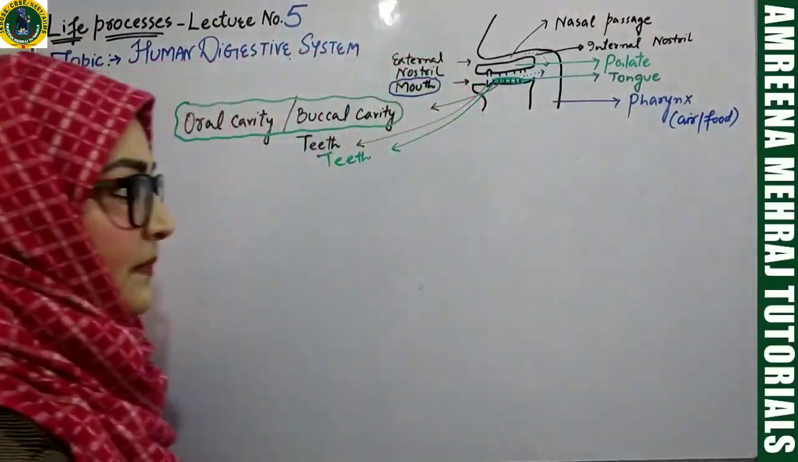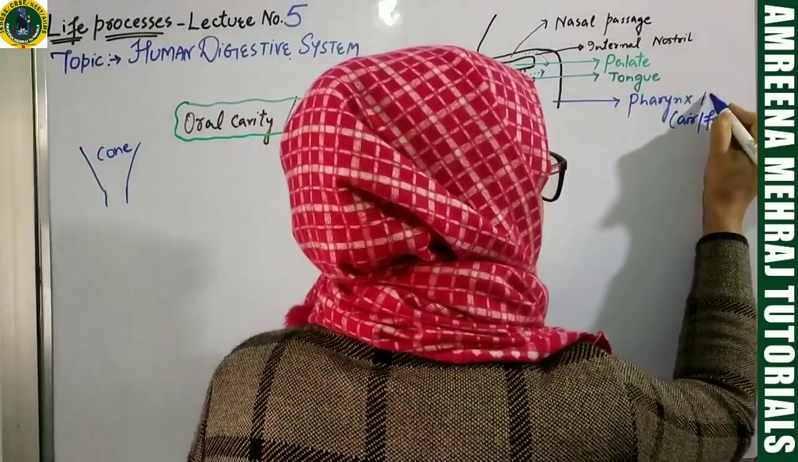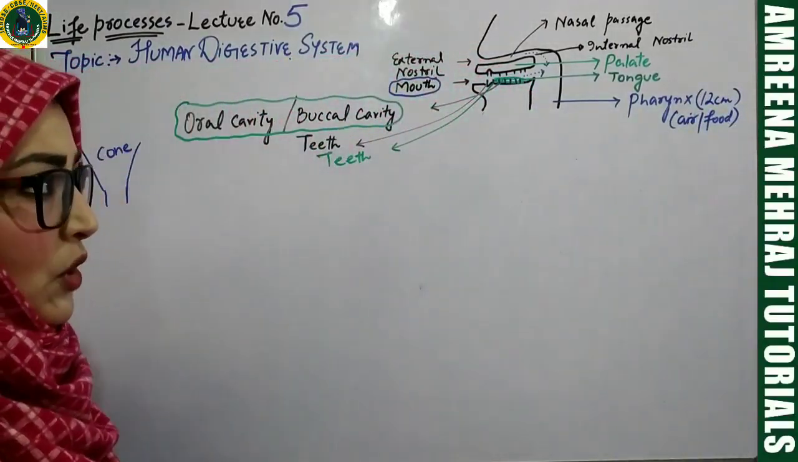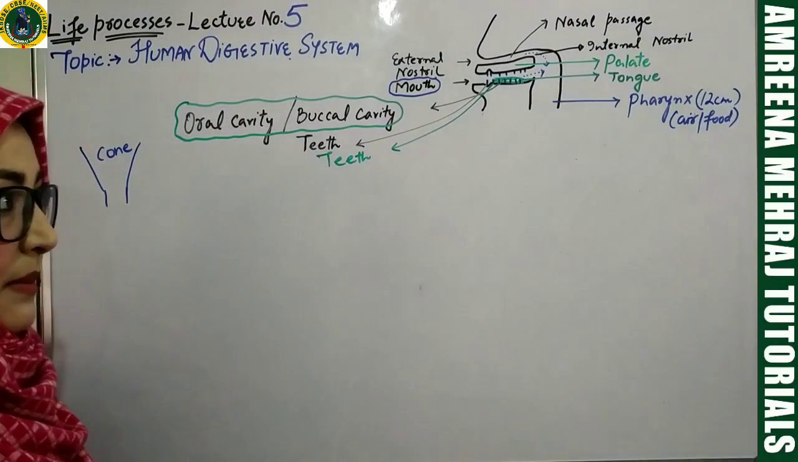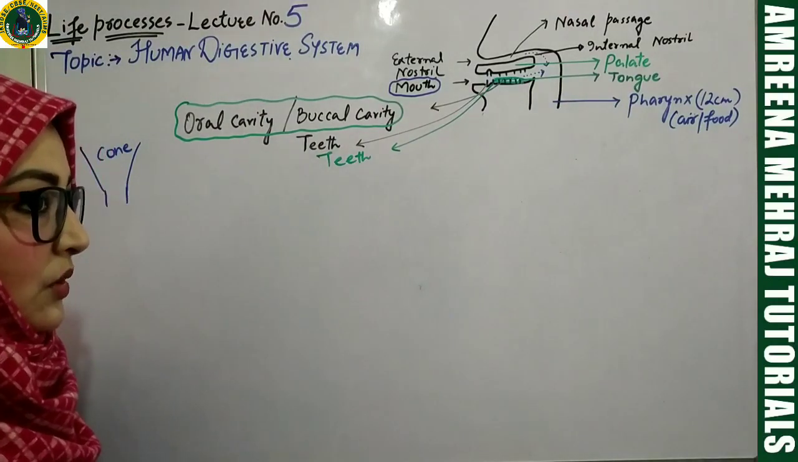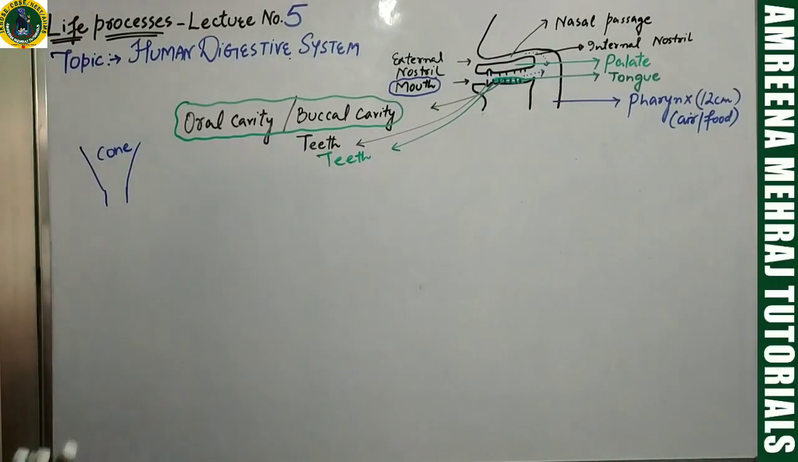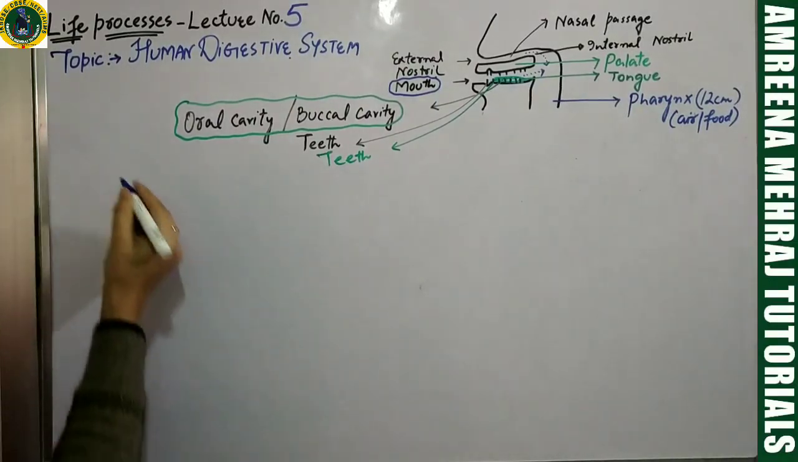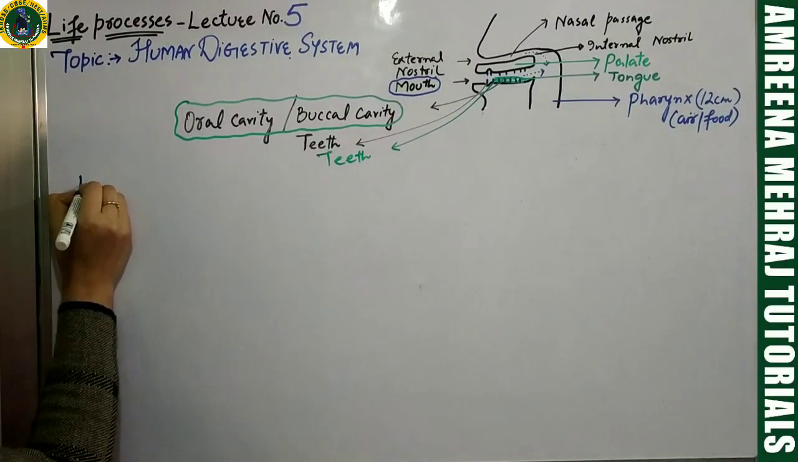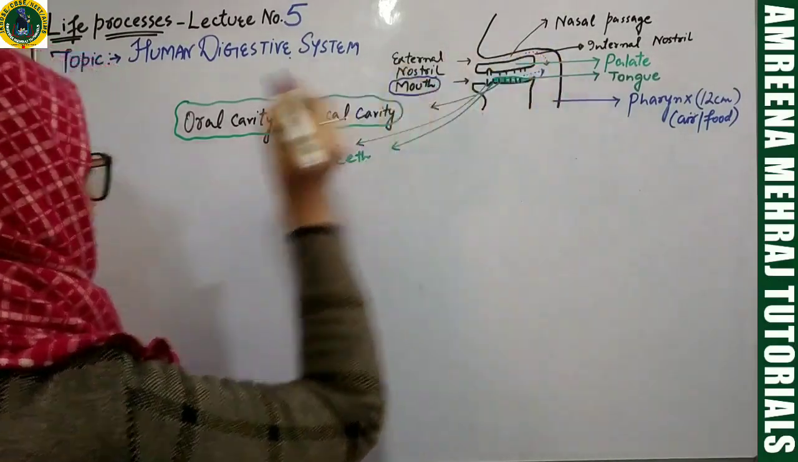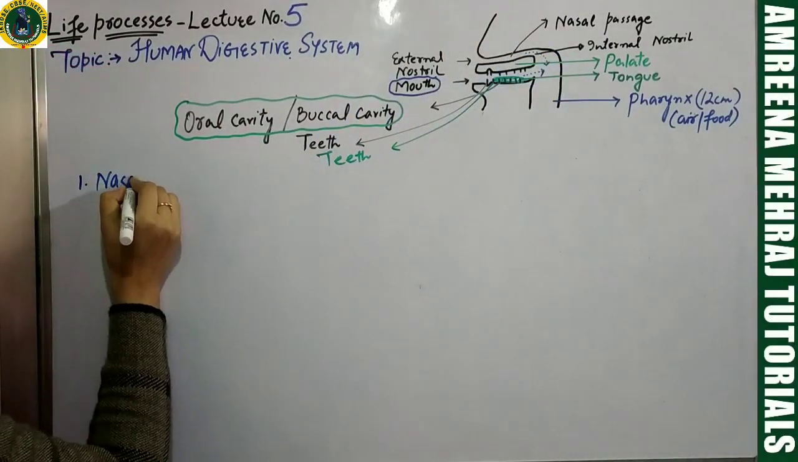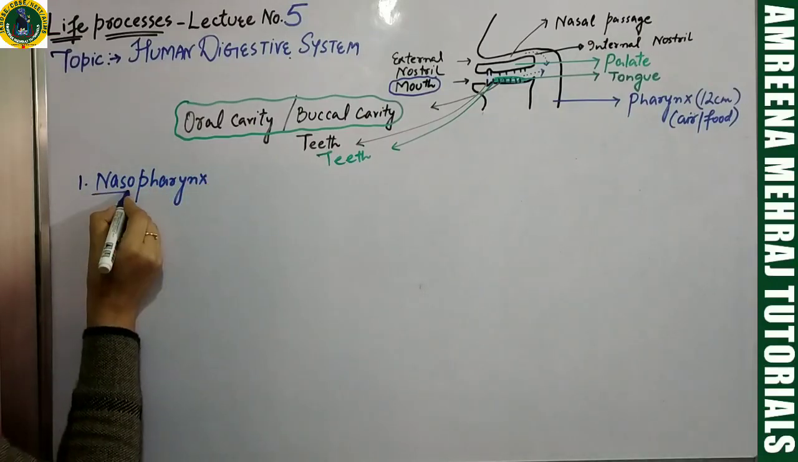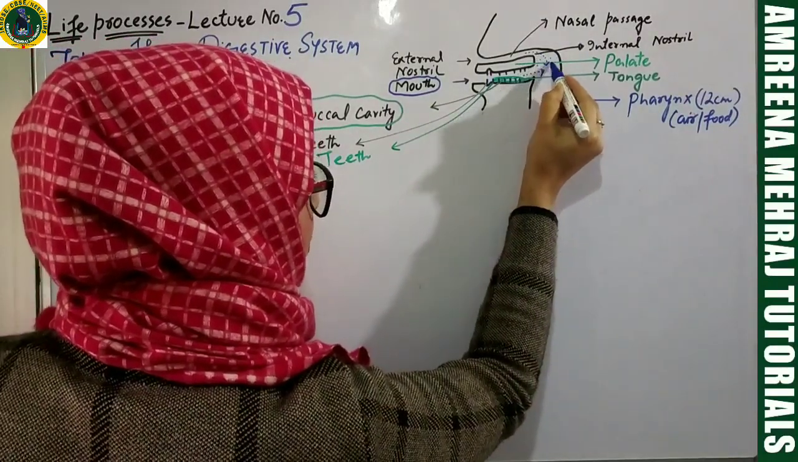That's very, very important. Its length is approximately 12 centimeters. If you want to remember something more about the pharynx, you can remember that it has 3 parts. I'll not be complicating my diagram, so I'll give you the names of the 3 parts of the pharynx. The first part, which is near the internal nostril, is called the nasopharynx. If naso is the term, this is the place of your nasopharynx.